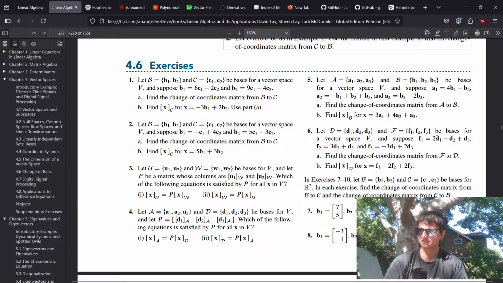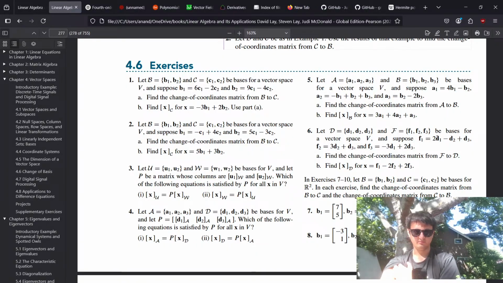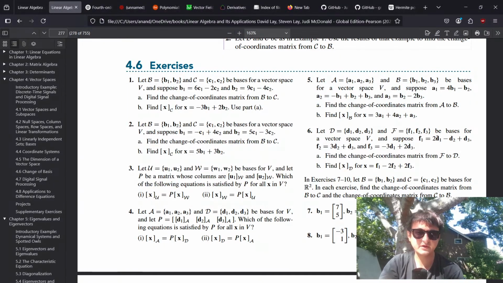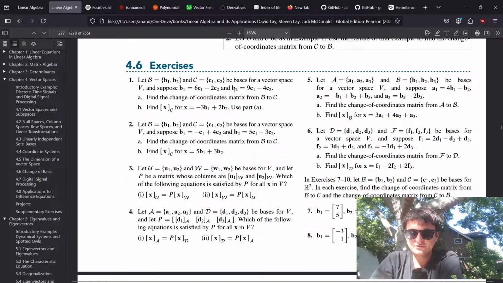Okay, so I want to just hammer out a bunch of problems just to drill it in, because this section is confusing for me. All right, let's just read through them all and then we'll do them.